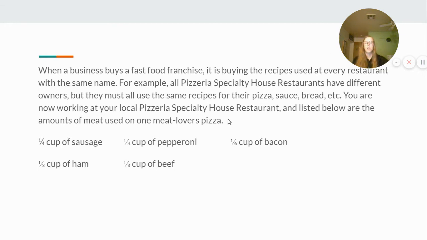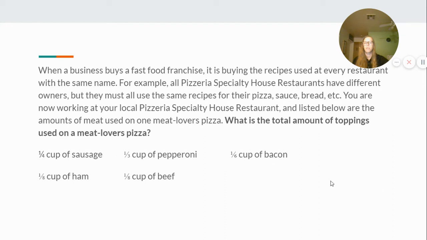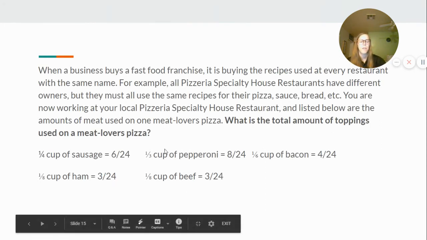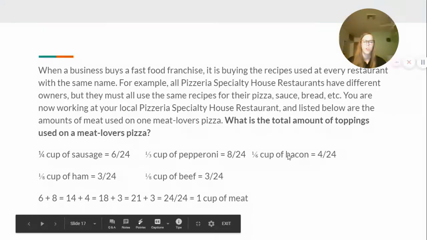First, we want to make it so they all have the same denominator, so it's easier, because we are going to find the total amount of toppings used on a meat lover's pizza. So the common denominator is 24, so we have 6/24, 8/24, 4/24, 3/24, and 3/24. We add all those together, we end up with 24/24, or 1 cup of meat, or 1 cup of toppings, I should say. Okay?